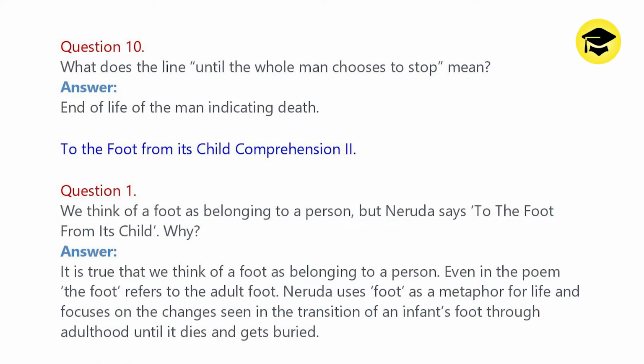Question 10. What does the line "until the whole man chooses to stop" mean? Answer. End of life of the man, indicating death.